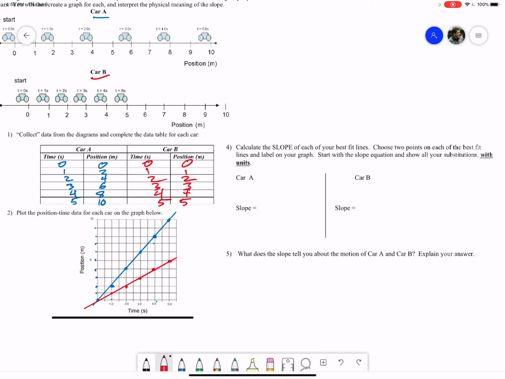We are now talking about questions 4 and 5. Okay, so we have assigned a line of best fit already. So now questions 4 and 5. First let's talk about car A. We have to figure out our slope. All right, and it reminded us that slope is y2 minus y1 over x2 minus x1.